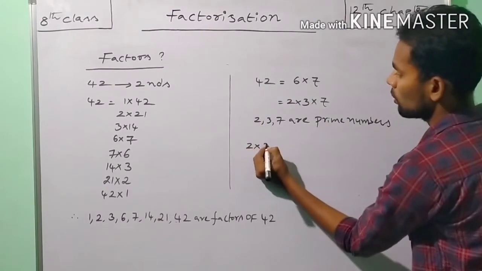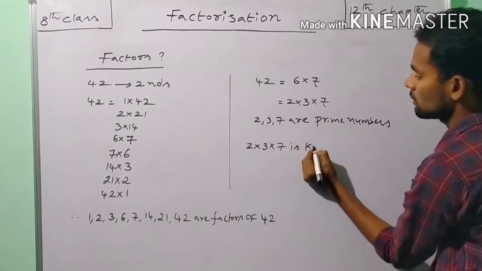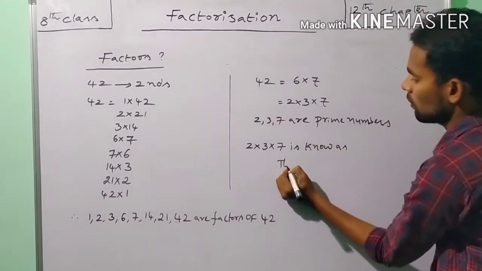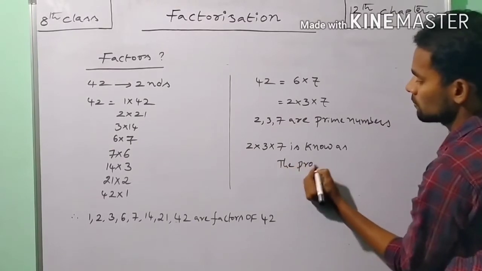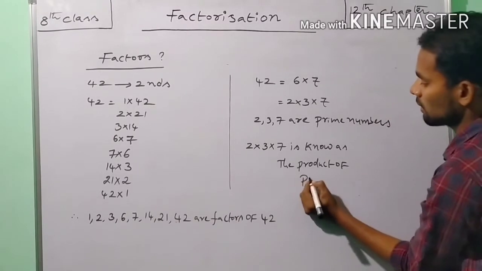2 into 3 into 7 is known as the product of prime factors.